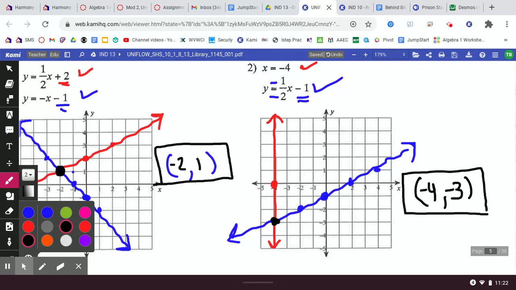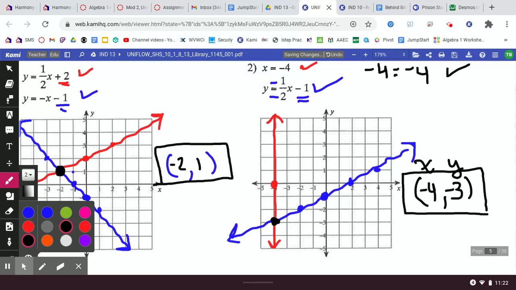Now, what this means is that I can take this information, because that is the solution to this system. That means if I take -4 and -3 for the x and y, and I plug those into both of these equations, I should get 2 true statements. So if I plug in a -4 for the x, I get -4 equals -4. That's a true statement, correct? So we know it works for the first one.